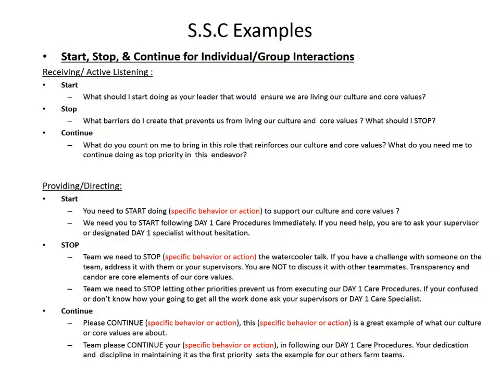Continue. Please continue your specific actions in following day one care procedures. Your dedication and discipline in maintaining it as a first priority sets the example for all other teams. He actually had an individual that was stellar in this. And he promoted them, not promoted them, but he raised them on a pedestal and said, this is how you do it. Look at the behaviors this individual does. Look at how this individual prioritizes day one care. This is how I want you to do it. It was good for the individual as well.